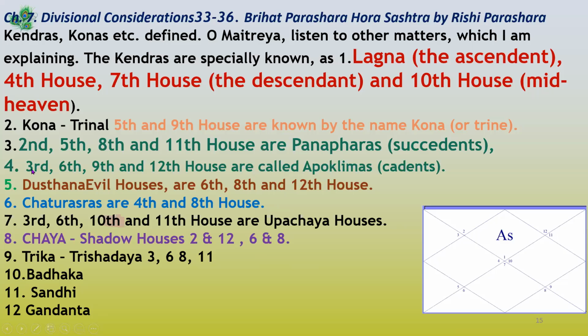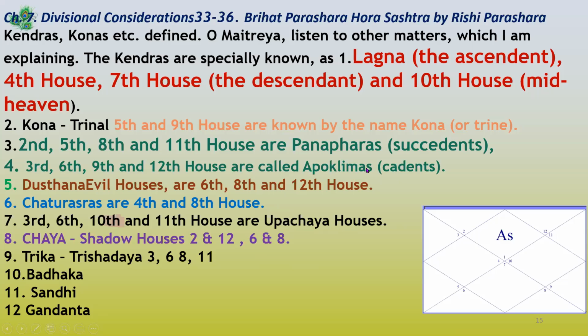Then there are the 3rd, 6th, 9th, and 12th houses, which are called Apoklima. Apoklima literally means Apo and Klima, it'll kill off. One of the things is about killing off. But some of these are also included as Upachaya. They're part of the growth houses too. So there is a little bit of an overlap.